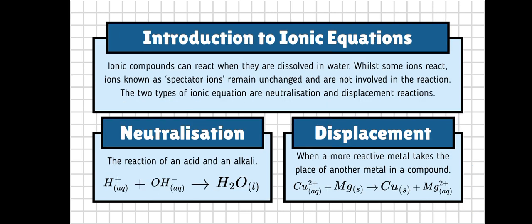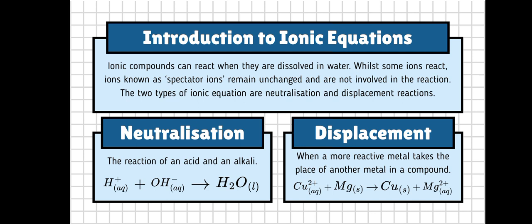Now students, what are ionic equations? Ionic compounds can react when they are dissolved in water, that is, when they are in aqueous form. While some ions react, other ions, called spectator ions, remain unchanged and are not involved in the reaction. There are two types of ionic equations: displacement reactions and neutralization.